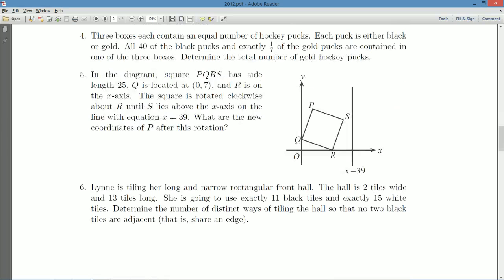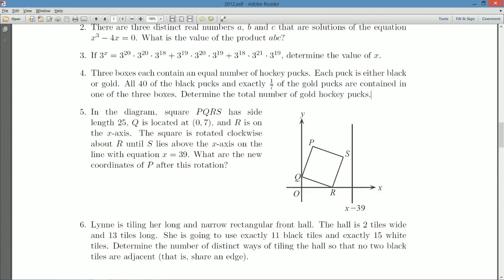3 boxes each contain an equal number of hockey pucks. Each puck is either black or gold. All 40 of the black pucks and exactly 1/7 of the gold pucks are contained in one of the 3 boxes. Determine the total number of gold hockey pucks.